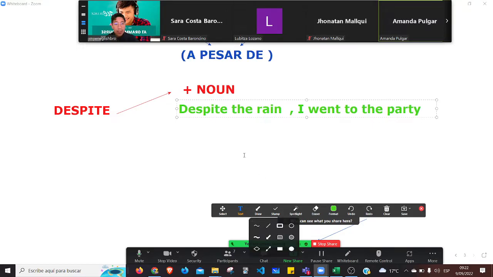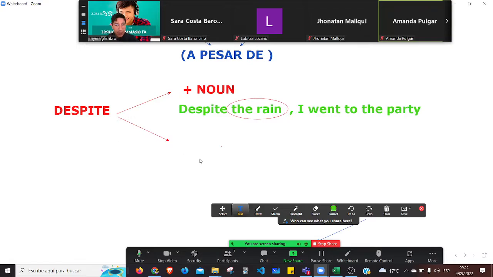¿Te das cuenta que the rain, qué cosa viene a ser? Un sustantivo. Okay? The rain. Despite the rain, I went to the park. But now, despite can also be followed by a clause. Plus a clause. But what is a clause? Do you know what a clause means? A clause is a sentence.